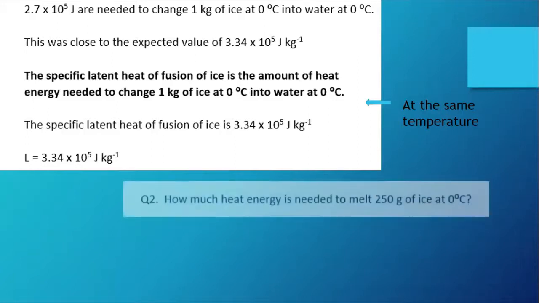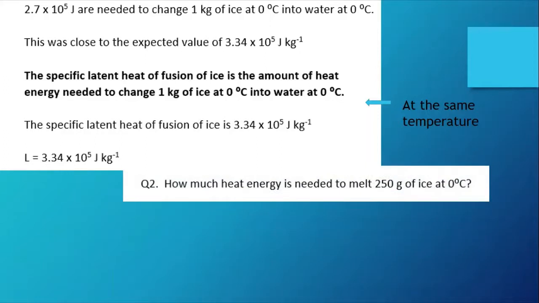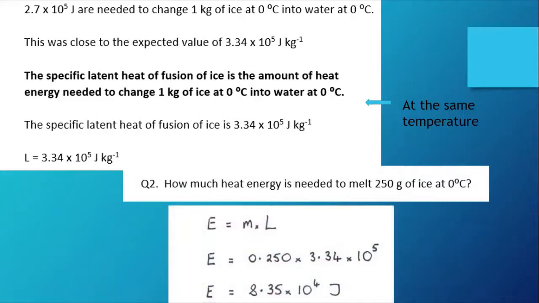So how much energy is needed to melt 250 grams of ice at 0 degrees centigrade into water at 0 degrees centigrade? How much energy? E equals M times L. 0.25 times the latent heat of fusion of ice, and we get 8.35 times 10 to the 4 joules. Straightforward enough. Remember this relationship: E equals mL for changes of state, and melting is a change of state.